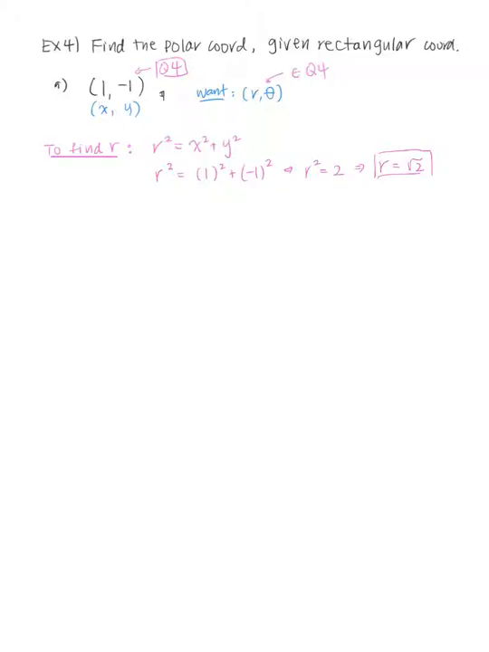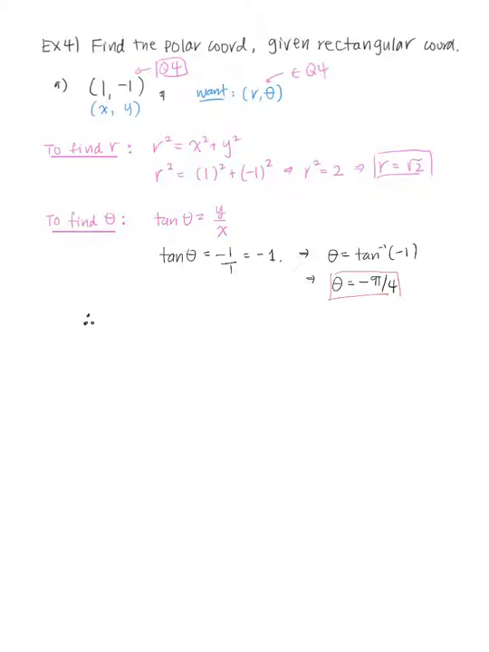All right, I don't know why I wrote that all in different colors. Sorry about that. Now let's go with finding theta. Okay, so what's the only equation that we have not used so far? That would be tan of theta equals y over x. So we're going to have to use that formula to compute theta. So tan of theta is y over x, so it's negative 1 over 1. So it's negative 1. So that implies that theta is tangent inverse of negative 1. So that implies that theta is negative pi over 4. All right, so therefore, our r comma theta is going to be root 2 comma negative pi over 4.